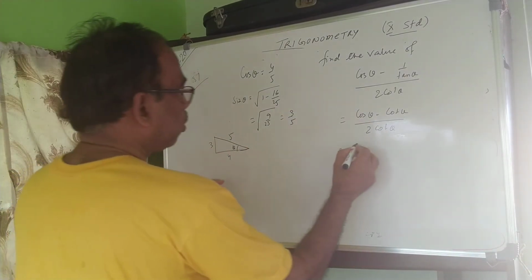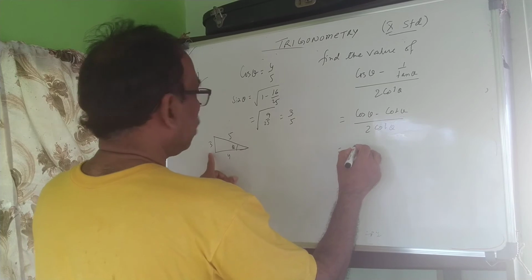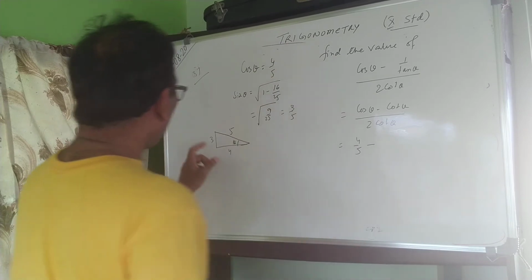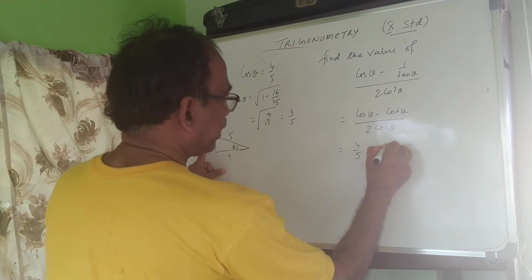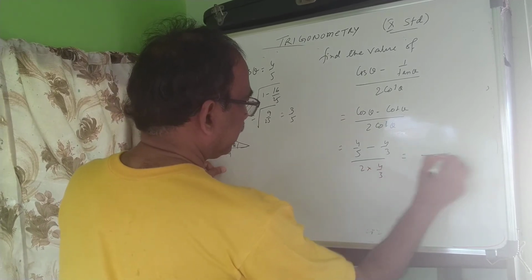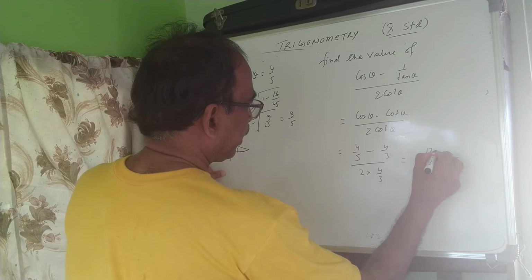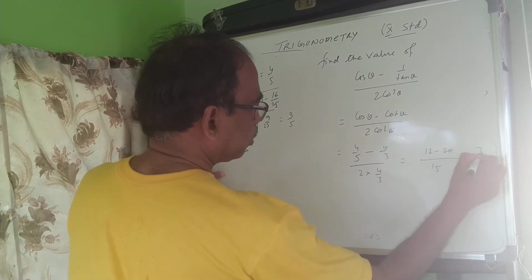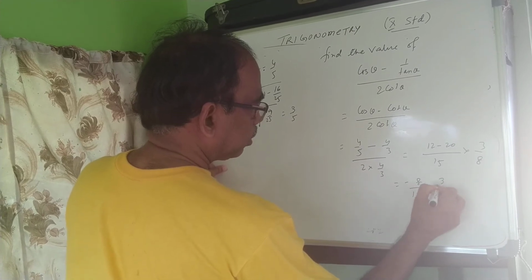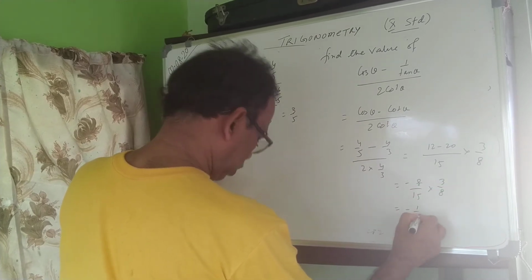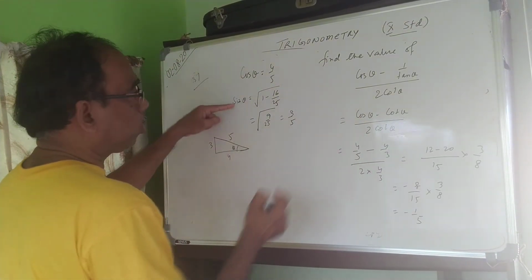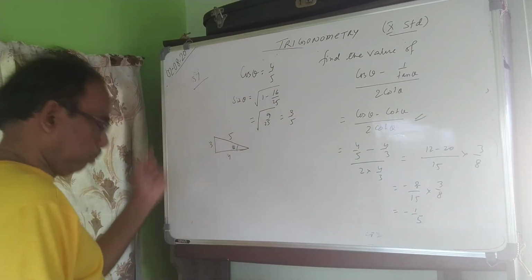We put it here. Cos theta is base by hypotenuse, that is 4 by 5. Cot theta is base by perpendicular, minus 4 by 3, 2 into 4 by 3. Then 15 is the LCM, 12 minus 20, into 3 by 8. That is minus 8 by 15 into 3 by 8. That is minus 1 by 5, the answer. Otherwise, you can put the sin theta value and cos theta value here. You can do both.